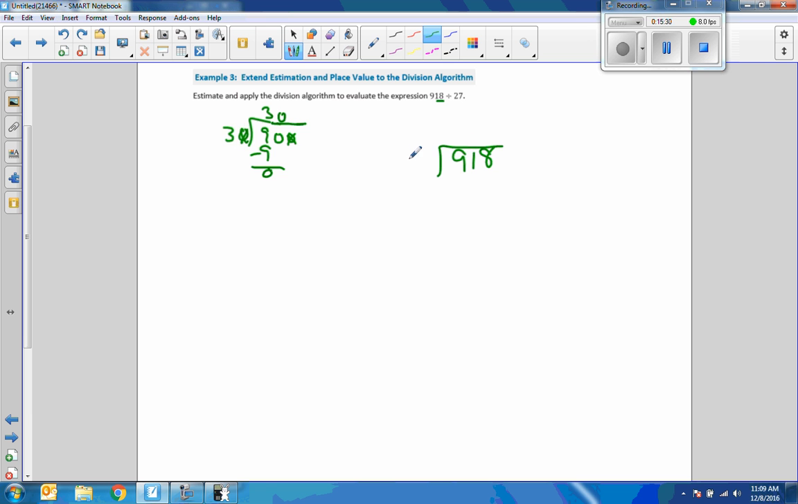918 divided by 27. 27 goes into 91 three times. 7 times 3 is 21. 3 times 2 is 6, plus 2 is 8. And I subtract, I get 10. 27 will not go into 10, so I bring down the 8. 27 goes into 108 four times. 7 times 4 is 28. 4 times 2 is 8, plus 2 is 10. And you'd have another 8. So the answer is 34. Our estimate was 30. You're very close.